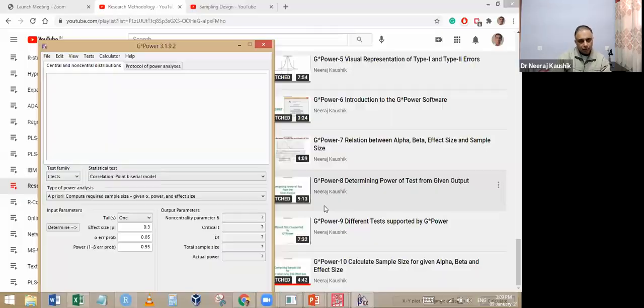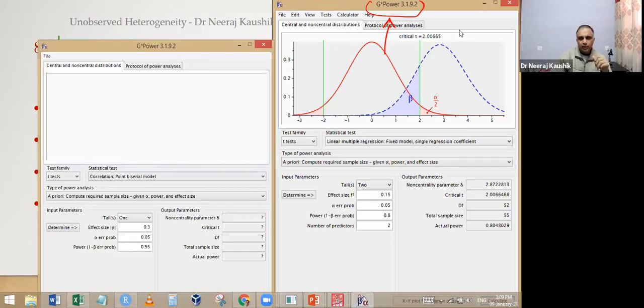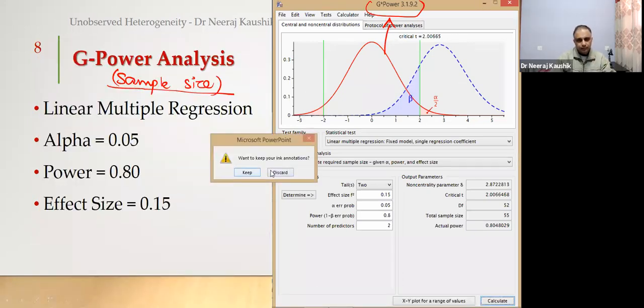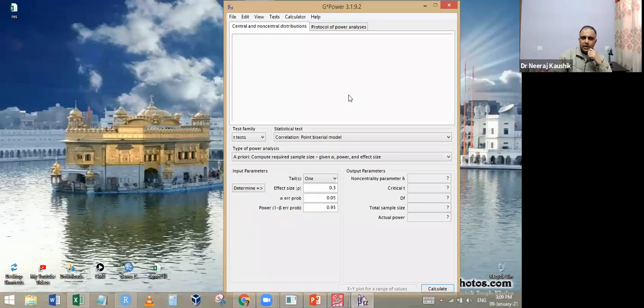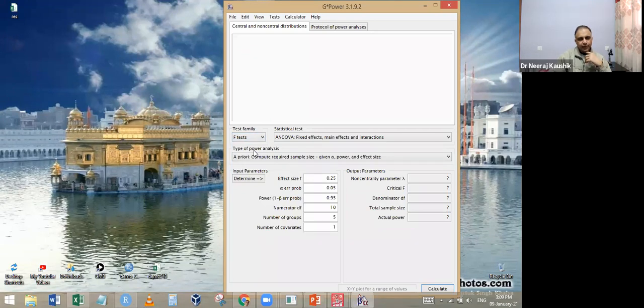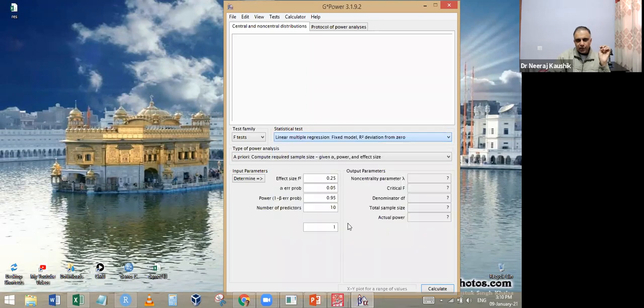Let me minimize all and come to G Power. Okay, this is the G Power software, a very small software. You download it, it's free of cost. It works on the t-test family, f-test family, chi-square, z-test family. We'll work on the f-test. If you are working in structural equation modeling, you remember there's a structural part, independent and dependent. In that, you go from here, and there is the concept of linear multiple regression, fixed model. Linear multiple regression, a priori.